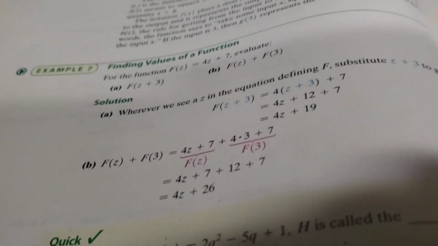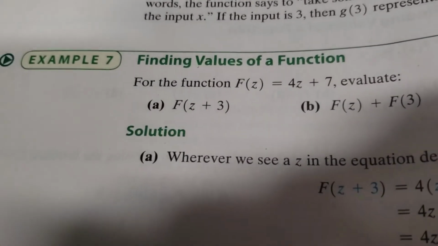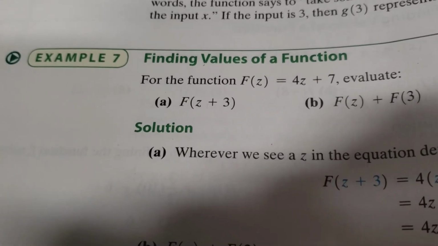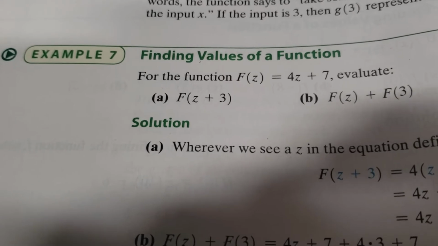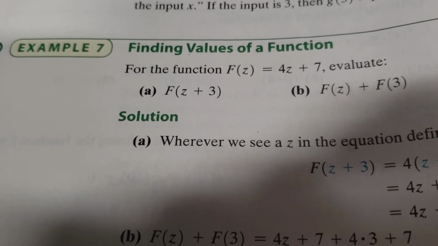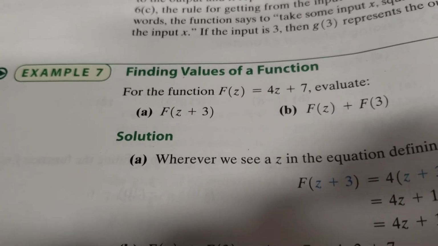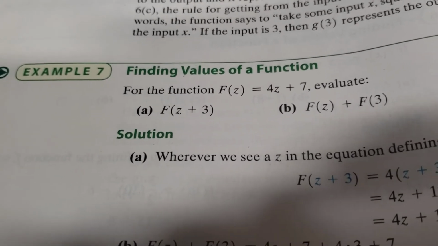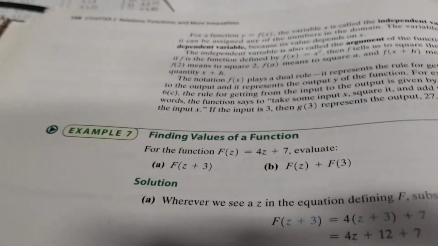Now, it does get pretty interesting when we get to our last example in this section, and that is example 7. If you look at this, I'm not a fan of this function, the way they wrote it, capital F of z. I don't know why they use non-standard notation for us. We can just think of this as f of x, but if f of x equals 4x plus 7, how would we evaluate that? I actually did that over here.